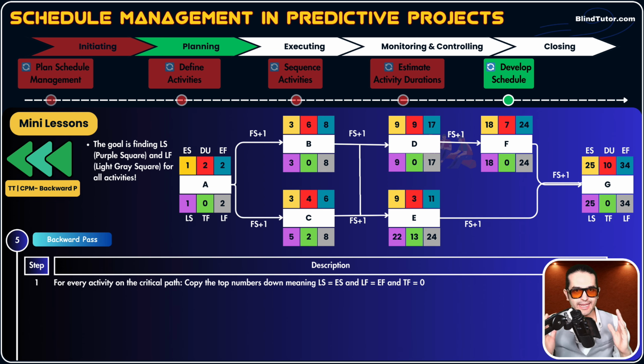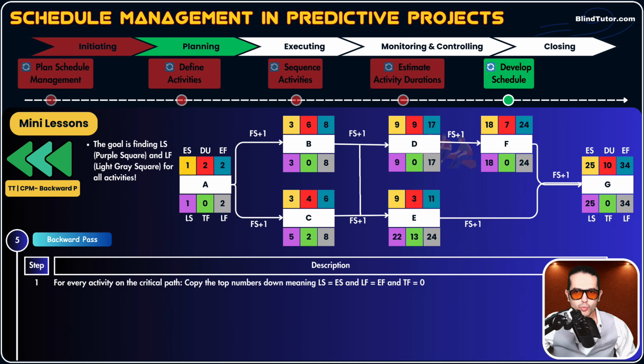What does this mean? It means a delay in the start of any of these activities on the critical path will delay our project. So there's no room to delay, okay? Total float, or TF, is 0 for those. Now, what activities are on the critical path for our example? We know activities A, B, D, F, G. This was the longest path, 34 days, remember? So these activities are on the critical path.